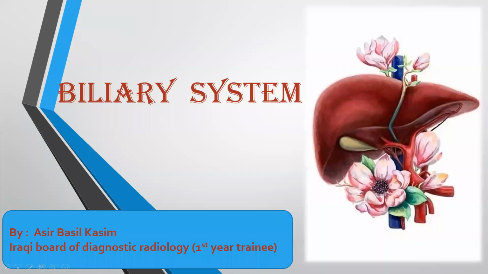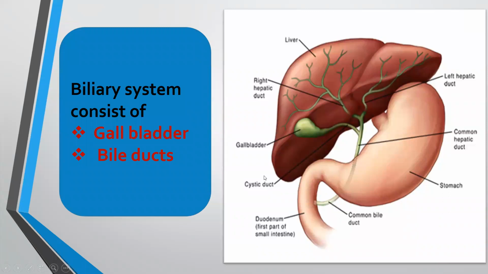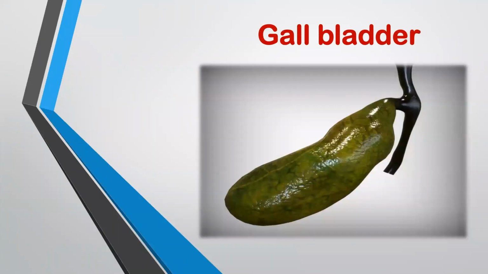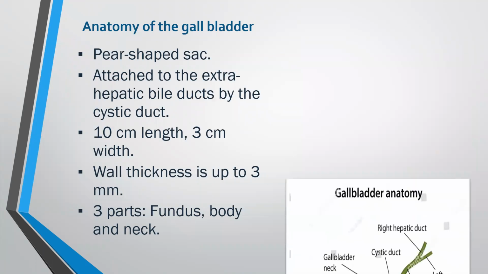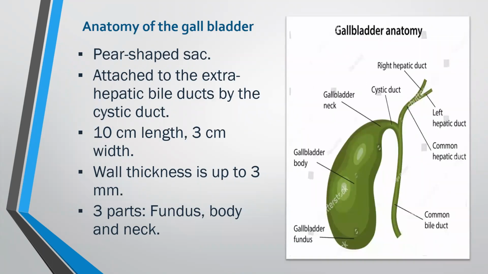Today's lecture is the biliary system. The biliary system consists of the gallbladder and bile ducts. First, we will talk about the gallbladder. Gallbladder anatomy: it's a pear-shaped sac attached to the extrahepatic bile ducts by the cystic duct.